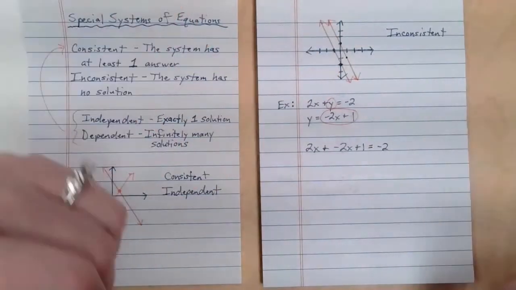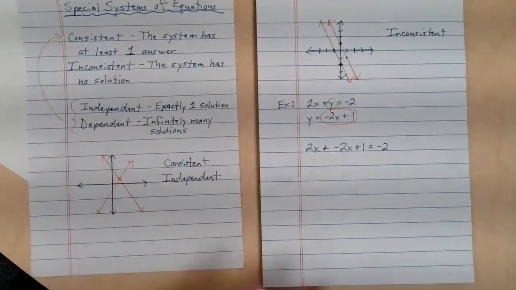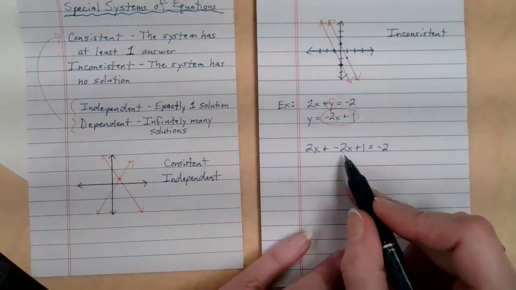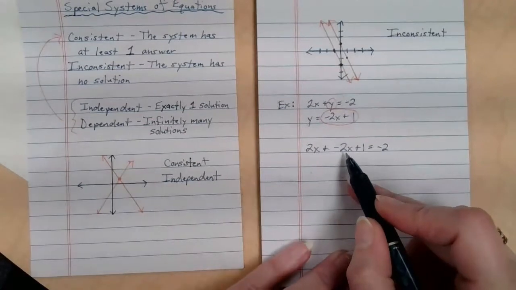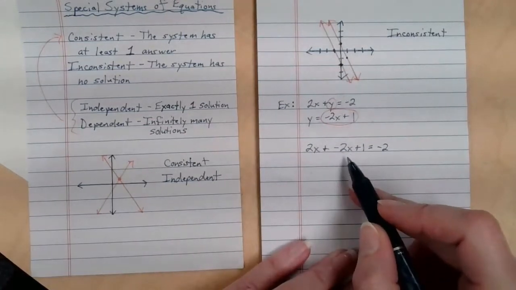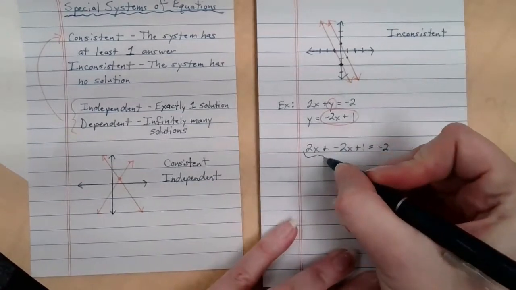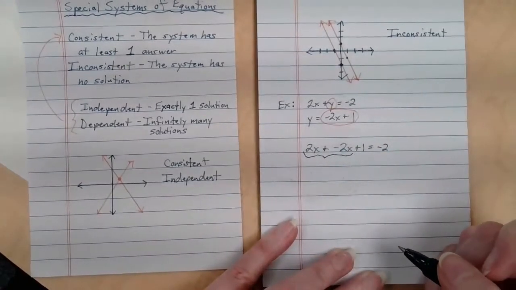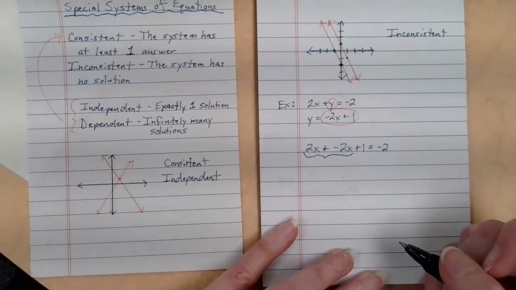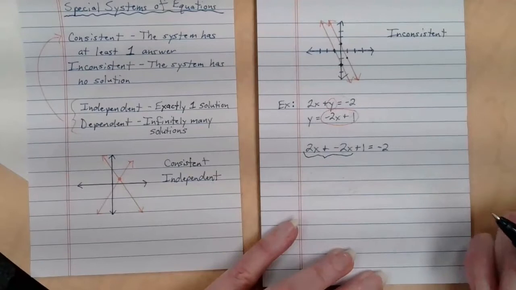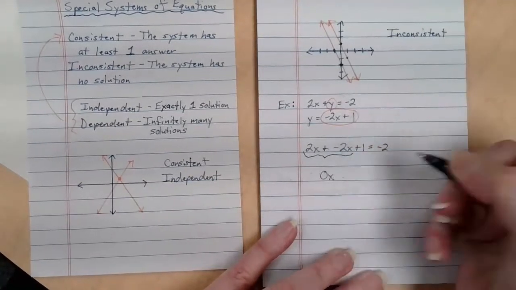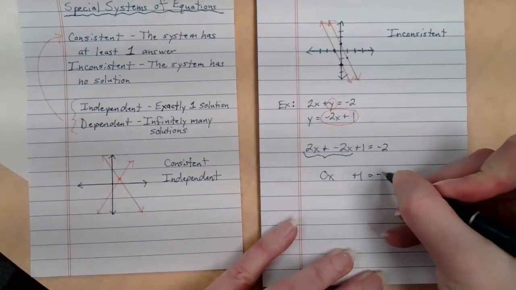So what does it look like algebraically if we start solving? Well, 2x plus negative 2x. These are like terms, they're on the same side. I can just combine them. If I put these combined together, what is 2x plus negative 2x? That's 2x minus 2x, that's 0. Ooh, that's gone. That's 0x, and then I've got plus 1 equals negative 2.